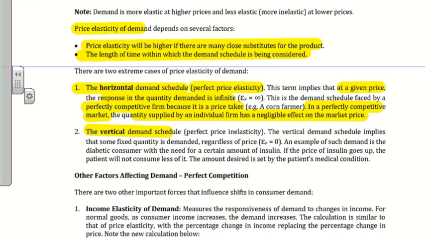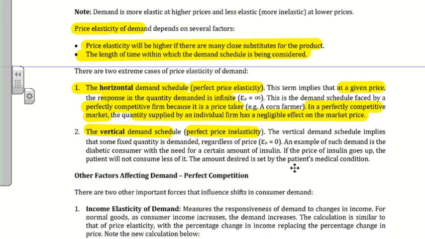The vertical curve is exactly the other way around. It is perfectly price inelastic. It's vertical. You can do whatever you like to the price, and the demand will be exactly the same. Quantities demanded will be exactly the same.